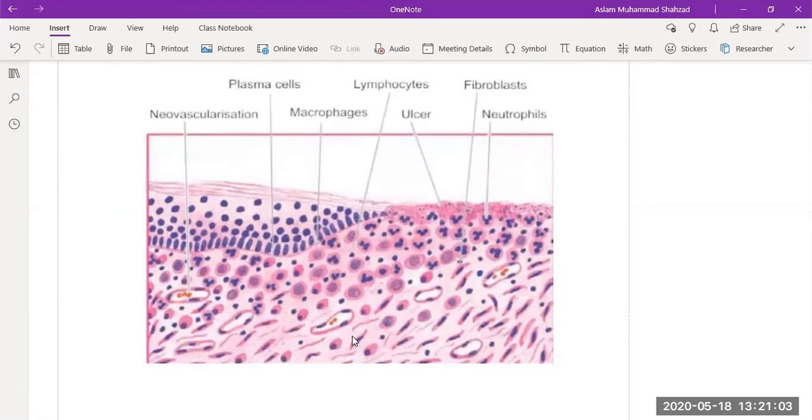So in case of chronic inflammation, there will be production of lymphocytes, macrophages, as this is a picture of the ulcer formation. And in that case there will be formation of macrophages, lymphocytes, then plasma cells, then production of neutrophils and fibroblasts.